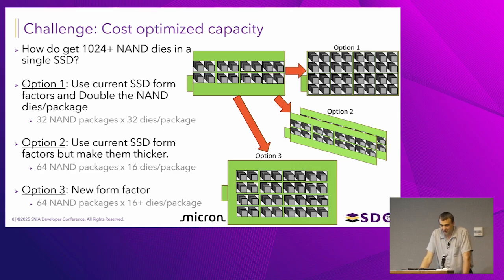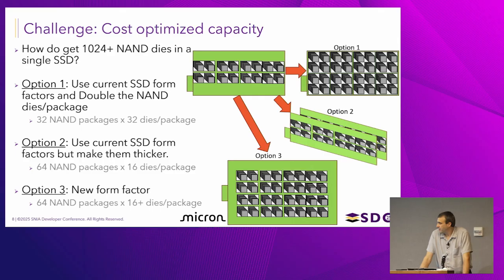So really the challenge came down to: what do you need for hitting that good enough or low enough cost at a good enough performance, how do you cost optimize that? Basically it comes down to how do you get 1,000 NAND dies in a single SSD? And there's a few different ways to go about doing this.